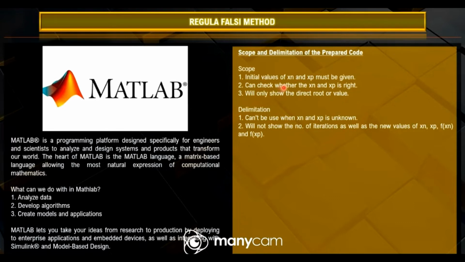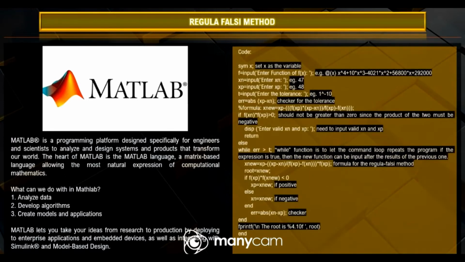Next, checking whether the x and xp is right. Next, we'll only show the direct root value. Which means it will not show the numbers at each iteration before it comes up with the unknown, as well as the new values of xn, xp, fxn, fxp along the way as it's finding the unknown. So again, it will directly find the root value or the unknown value that we are looking for. In simple terms, wala nang.